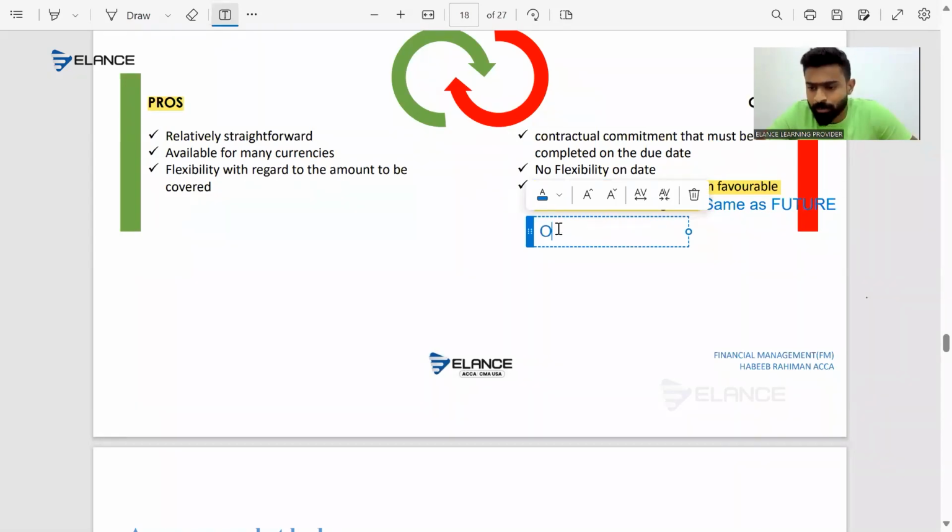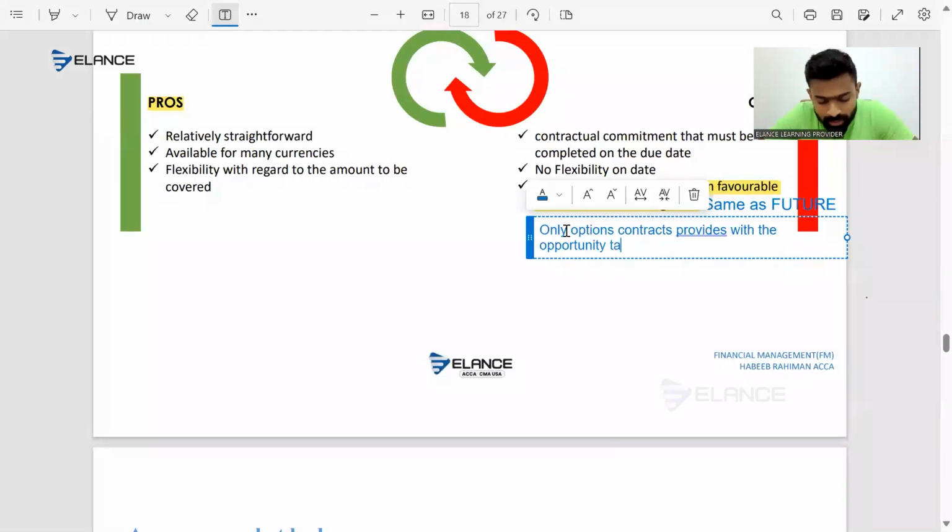So options contracts, please type here. Only option contracts provide us with the opportunity to take benefits of favorable movement. Only options contracts provide us with the opportunity to take benefits of favorable movement.